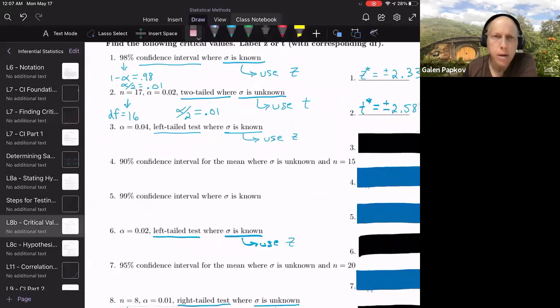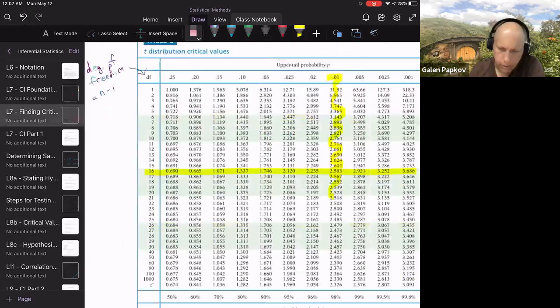Let's go to number 3 here. Alpha is 0.04. We're doing a left-tailed test, which means each one has a less than sign in it. And sigma is unknown. Or sorry, I looked at the wrong one. Left-tailed test, but sigma is known. So we're going to be using the Z table. And because it's one-tailed or a left-tailed test, you don't split alpha. So we're using 0.04, not 0.02. So we're looking for 0.04 in the Z table.